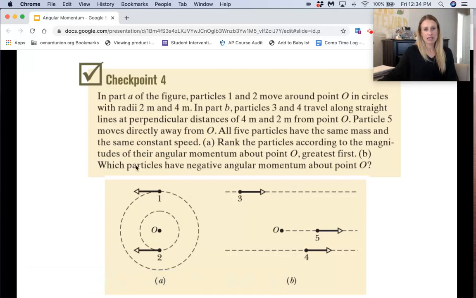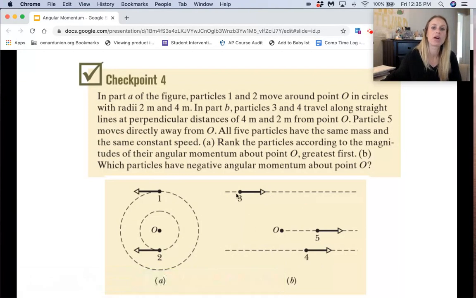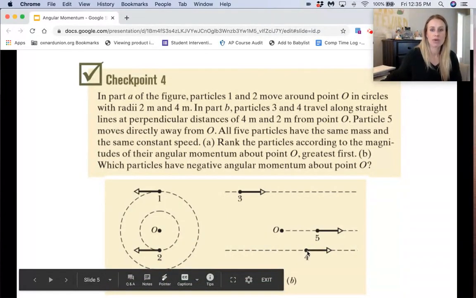Now letter B, if we're finding which particles have negative angular momentum about point O, this is the same rule for torque. So something that has a negative angular momentum will be something that is rotating clockwise or could rotate clockwise about the point. So we can see that 1 rotates counterclockwise, so that's positive. 2, though, rotates clockwise, so that's a negative angular momentum. And then we can see 3 here. If it were to rotate about point O, it would be clockwise, so that would also be negative. If 4 were to rotate about point O, that would be counterclockwise, so that would be positive. So for part B, it would be 2 and 3 for our answer there.